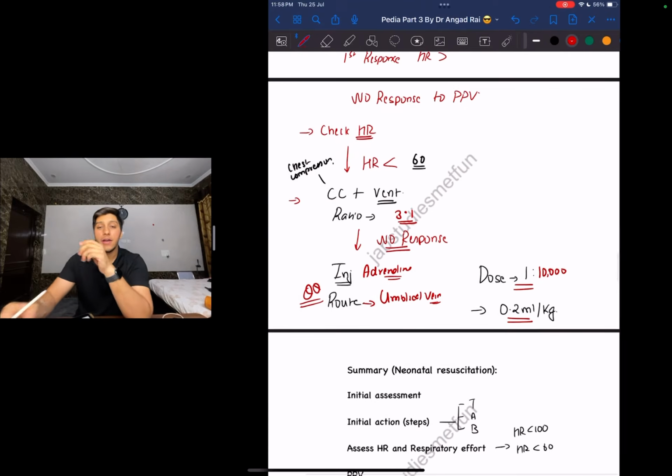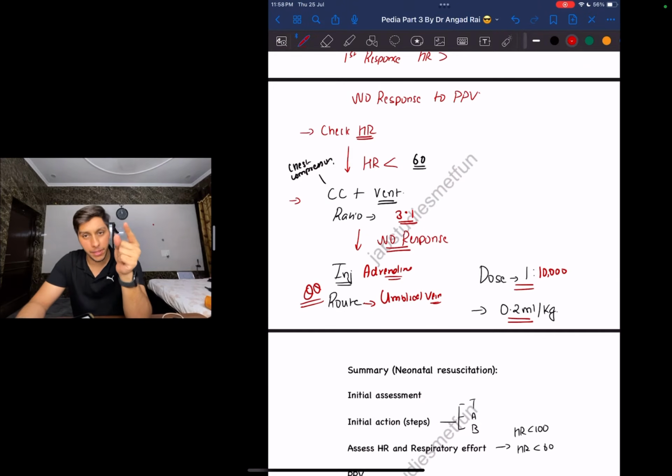What did I say? First thing is we tried temperature, then airway, then breathing, then circulation. In circulation, if the heart rate was less than 100, we gave PPV. Even if it still did not respond, we checked the heart rate again. If it was less than 60, we gave chest compressions and ventilation with the ratio of 3:1. And even after this, if there was no improvement, then we gave injection adrenaline. What was the dose? 1:10,000, 0.2 ml per kilogram. Route was via the umbilical vein. That is your neonatal resuscitation in a nutshell.